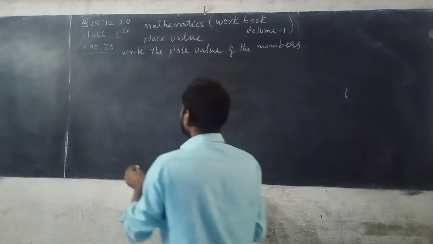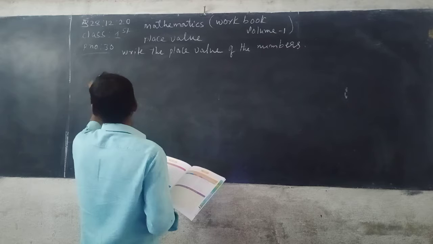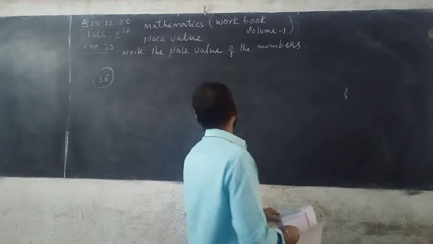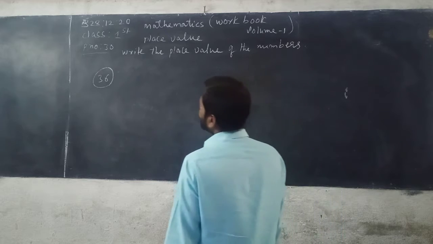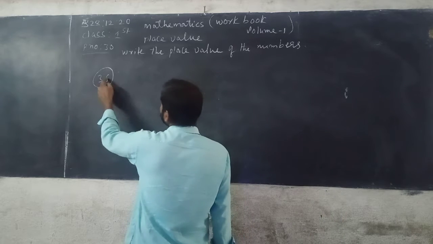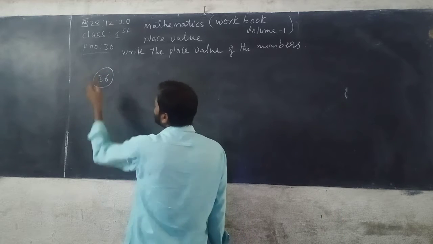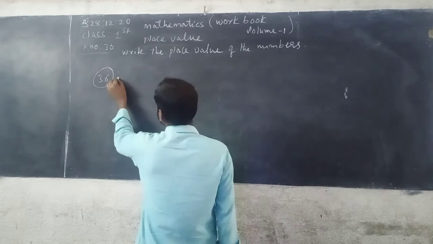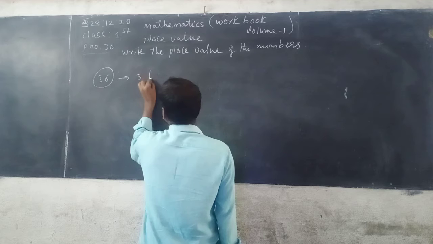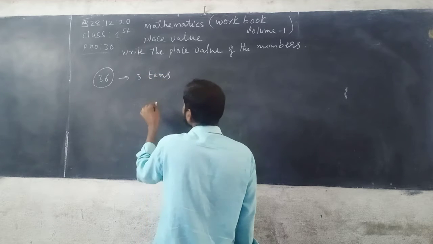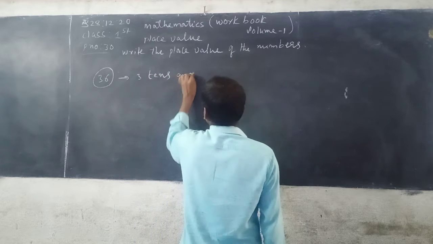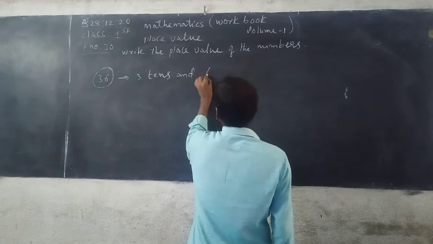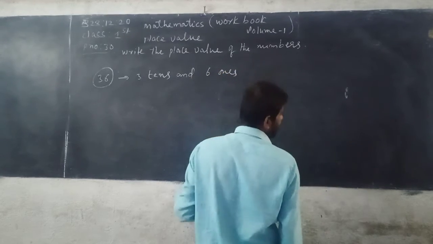See here, the given number 36. In 36, see from left to right side. 6 is in ones place, 3 is in tens place. Then you can write 3 tens, 3 is in tens place, and 6 is in ones place, 6 ones.